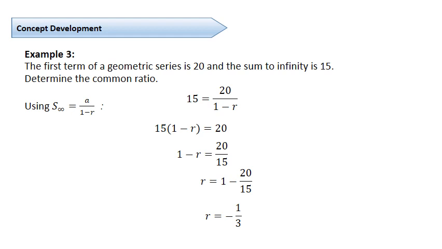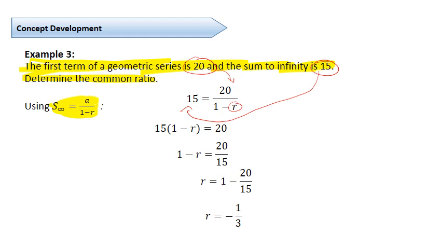Okay, just one more quick example for you. The first term of a geometric series is 20 and the sum to infinity is 15. We're being asked to determine the common ratio. If I use my formula for the sum to infinity, S infinity equals a divided by 1 minus r, I get something that looks like this, substituting in my known values. My first term is 20 and my sum is 15. I'm being asked to work out my common ratio.